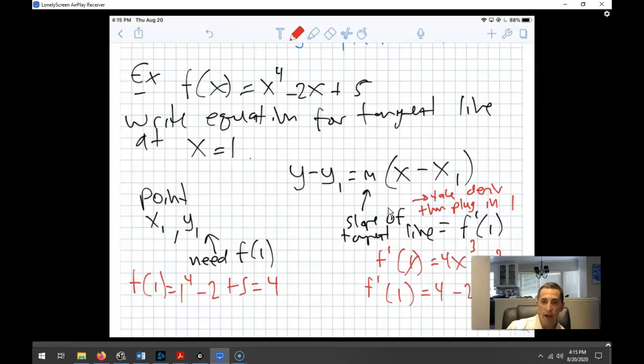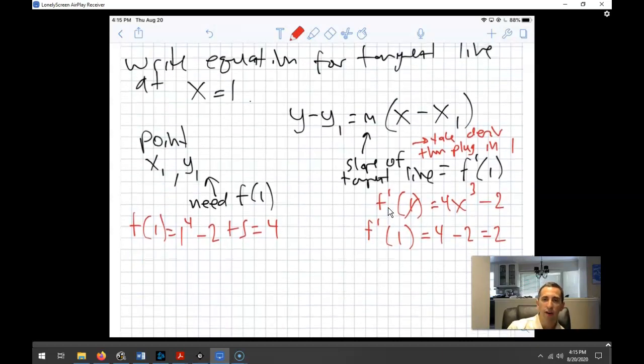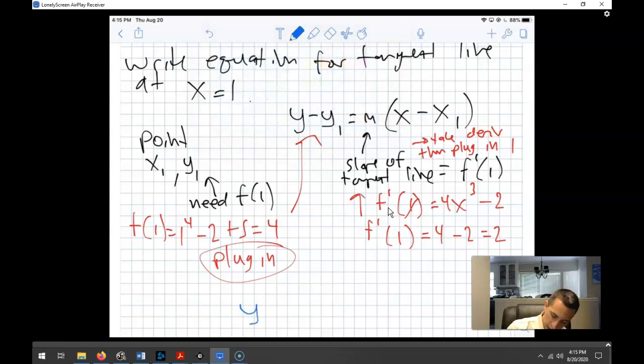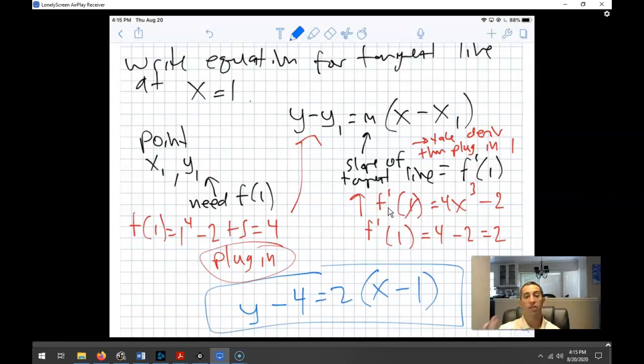I know the x value, I know the y value, and I know the slope. So now I'm going to plug these all in and put it together. So I have the point here, I have the slope here. So I'll write this out as y minus the y value 4 equals the slope of 2 times x minus 1. And that's what you do. We're going to see a lot of these problems where they ask you to find the slope of a tangent or the equation for a tangent line. And just remember the slope's the derivative and the point's the y value.